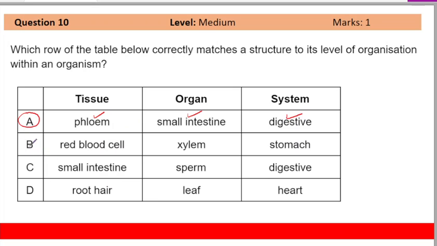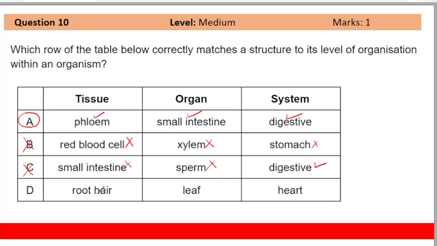B is not the correct option because red blood cell is a cellular organisation, not a tissue. It is wrong. And xylem is a tissue. It is made up of many cells, right? So it is not an organ. Stomach is an organ, not a system, so it is wrong. Similarly, B will not be the correct option here. C, small intestine, it is an organ, not a tissue. It is wrong. And sperm is a cell, not an organ. Digestive is a system, it is correct. So these two are wrong, so it is not a correct option.